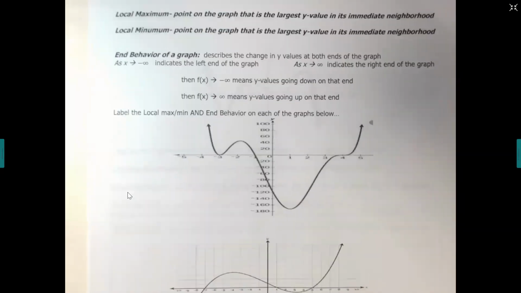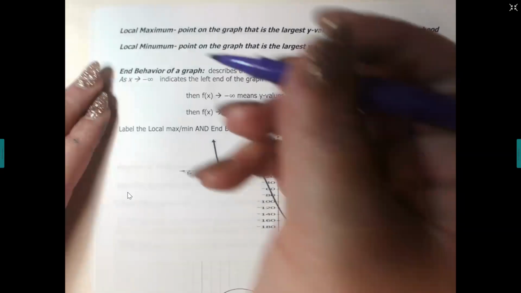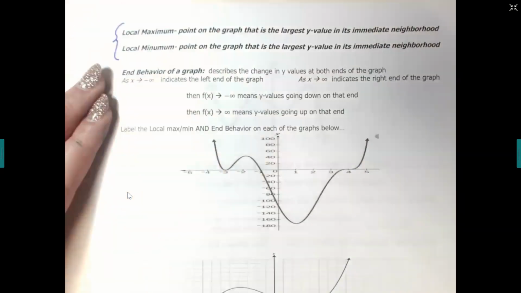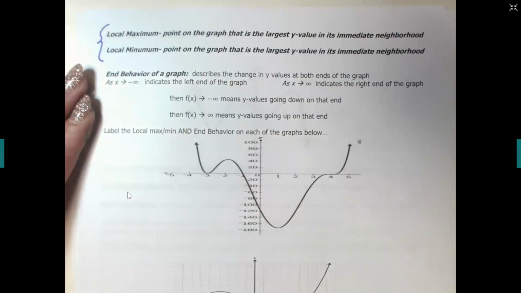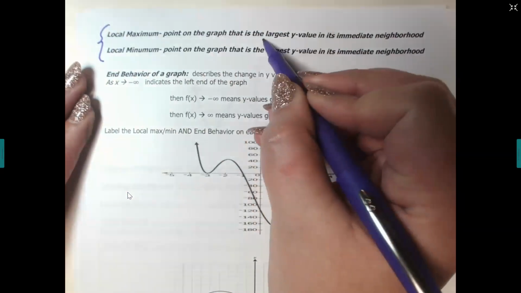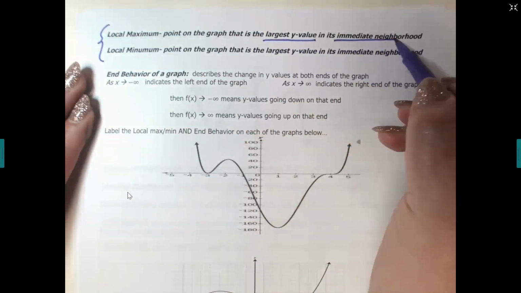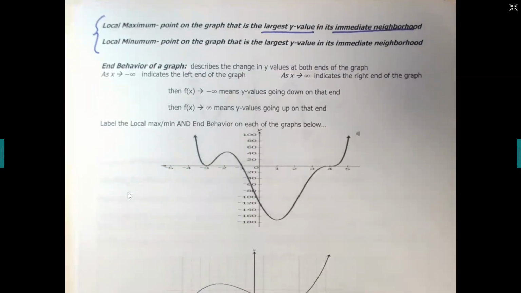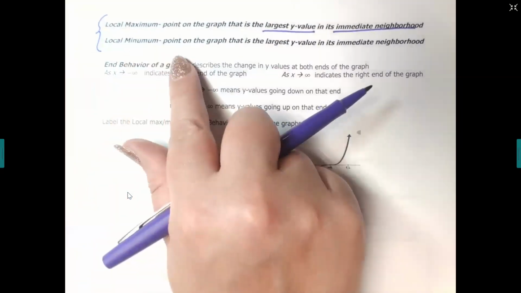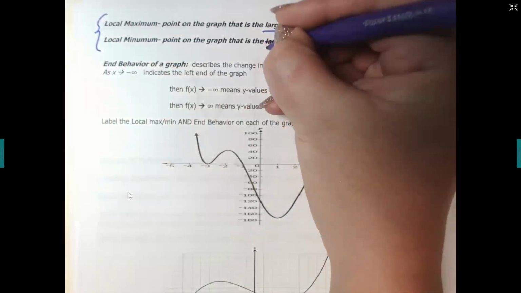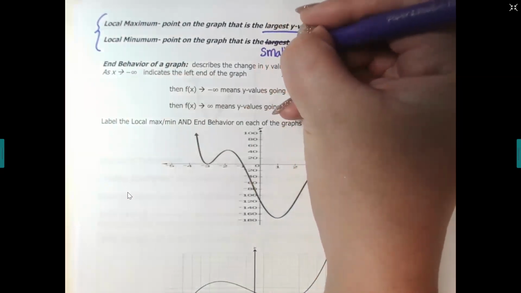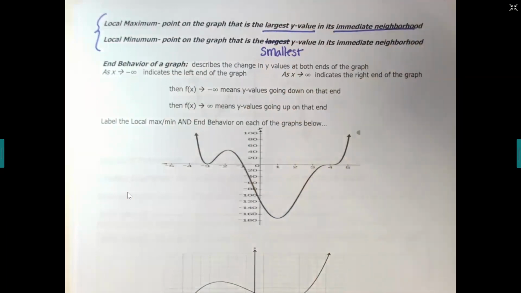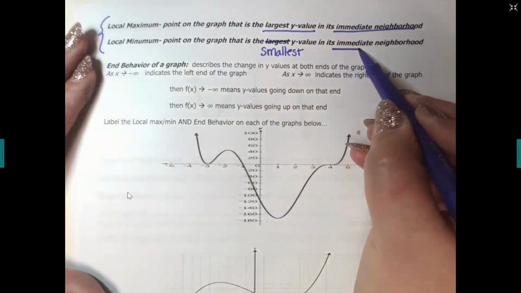Another thing that you should be able to find are local max and mins. Now you'll notice that I've given you the definitions here for those. Okay, a local max is a point on the graph that's the largest, but only in its own neighborhood. So what that means is it doesn't have to be the biggest everywhere. It just has to be the biggest in its own little area. And then same thing for a minimum, it's going to be a point that has the smallest y value.